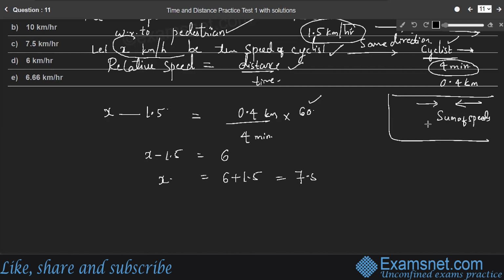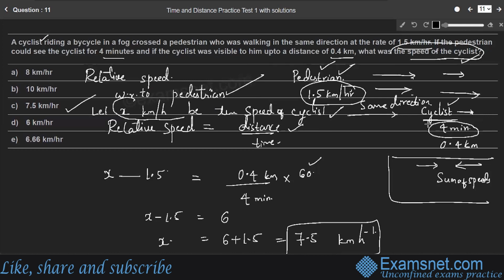So it is 7.5. Here x is the speed of the cyclist. So 7.5 kilometer per hour. Therefore, option C is the right answer.